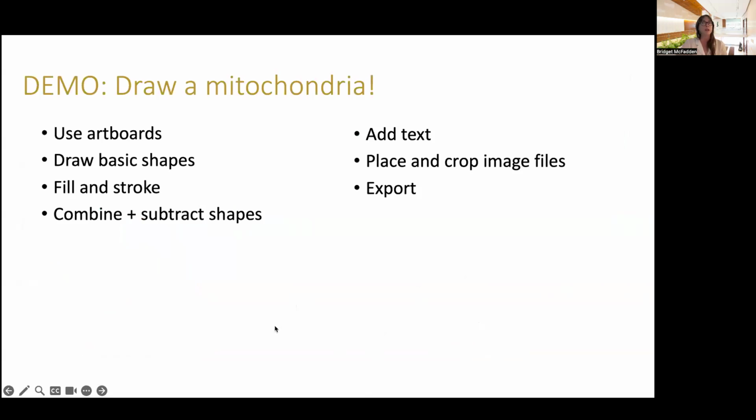Okay, without further ado, let's get back to the subject of this demo, which was Illustrator for scientists. I want to draw something very scientific, which is a mitochondria. In the demo in Illustrator, we're going to show you how to use artboards, how to draw basic shapes, how to play with fill and stroke, which is just how you add color to a shape, how to combine and subtract shapes, how to add text, how to place and crop a JPEG image file, and then how to export so that if you create something in Illustrator and you need to send it to someone who maybe doesn't have the application, or you want to pop it in an email or in a Word document, I will show you how to export it to a file format that works for that.